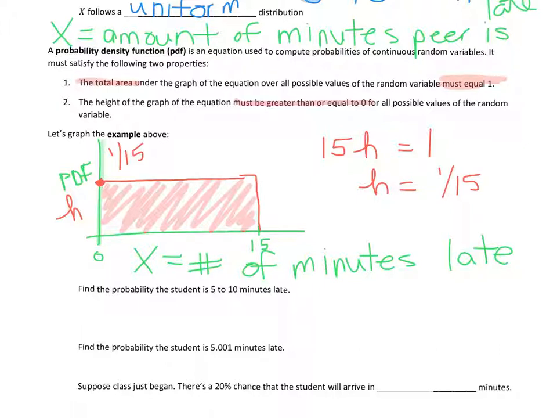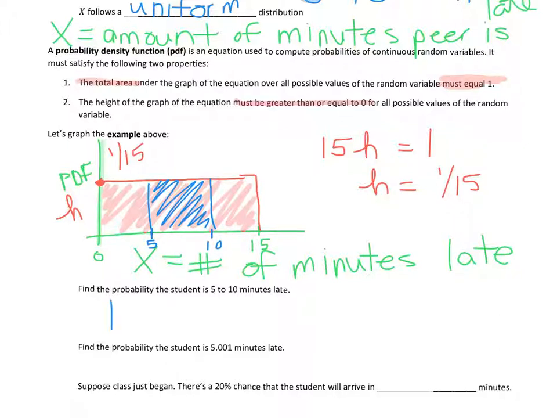Okay, so now we want to find the probability that the student is 5 to 10 minutes late. It's like cutting it in thirds, right? 5, 10, 15. So we want to know the probability the student is 5 to 10 minutes late. That would be equivalent to figuring out that area. Area is equal to probability. So if we can figure out this area, we would know the probability the student is 5 to 10 minutes late.